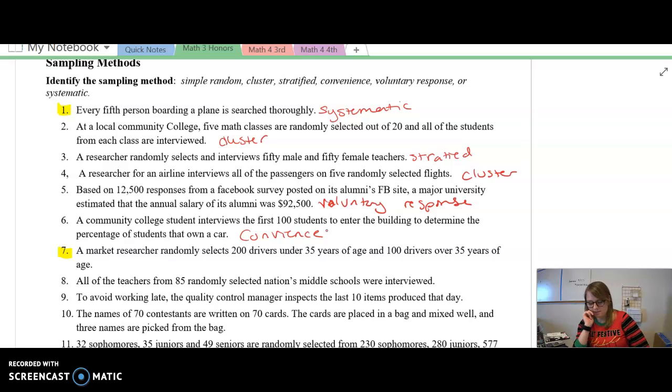So that's just convenient. Alright, a market researcher randomly selects 200 drivers under 35 years of age and 100 drivers over 35 years of age. So this is a stratified random sample, because we have under 35 and over 35, and these are 2 homogeneous groups.